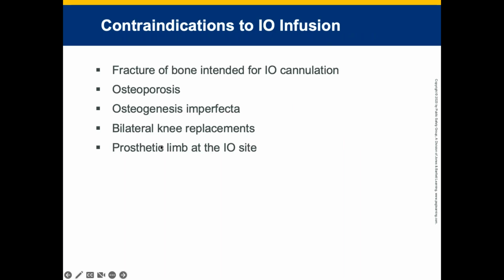All right, contraindications obviously would be a fracture of the bone intended for the IO cannulation, osteoporosis, osteogenesis imperfecta, bilateral knee replacements, or prosthetic limbs. Probably don't want to drill into a piece of plastic, right? So palpate, look, feel, make sure it's not replaced. Look for the scars for knee replacements, things like that.